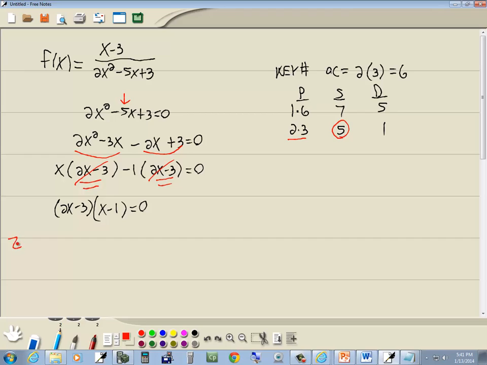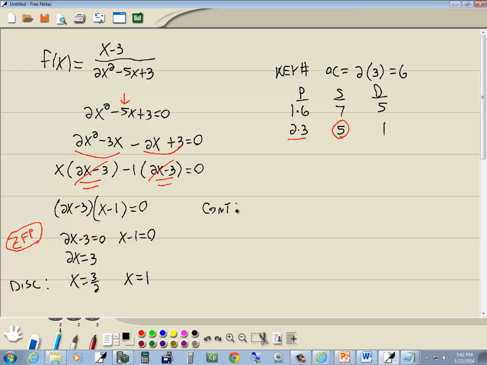Now the zero factor property says you get 0 on one side, you factor the other side, you set each factor equal to 0. So I'll set 2x minus 3 equal to 0 and x minus 1 equal to 0. So we get 2x is equal to 3, divide both sides by 2, and we get x is equal to 3 halves. And this one, take the negative 1 over, it becomes a positive 1. Now these are the values where it's discontinuous. If I put those values up here, they cause my denominator to equal 0.